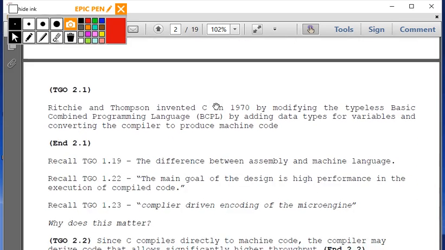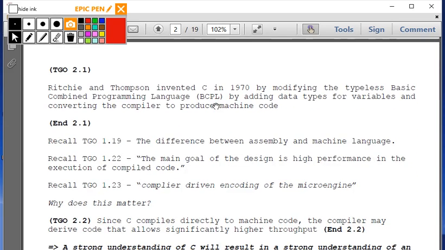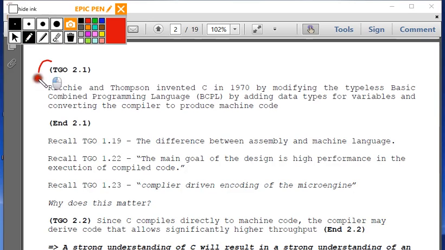So when they invented C, they invented it in 1970 by modifying the typeless Basic Combined Programming Language, BCPL, and adding data types for variables and converting the compiler to produce machine code. So the compiler in B was simply producing assembly language, and then the assembler would take care of that. C allows you to compile it all the way down to that machine code.